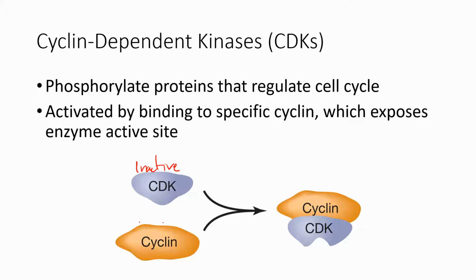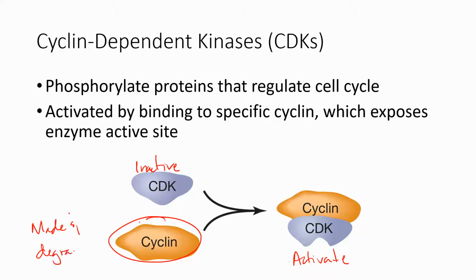When the appropriate cyclin comes along and binds to a CDK, that activates it, and now this CDK can go on and do its job, acting as a signal to, say, move on to the next part of the cell cycle. CDKs tend to stick around in a cell long term, but cyclins tend to be made and degraded at different points in the cell cycle.